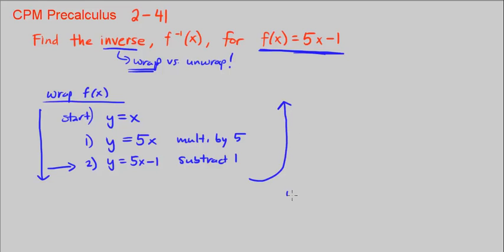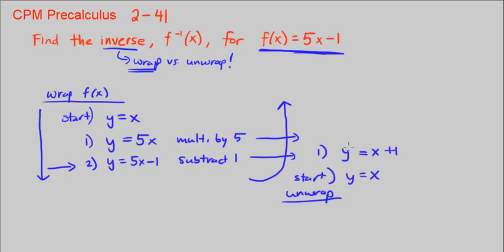So unwrapping, remember, goes in the opposite order and starts again. So unwrapping, we start here at y is equal to x, and then we do the opposite of all these things that we did to it when we wrapped it, in the opposite order. So first, what's the opposite of subtract 1? Add 1, okay? What's the opposite of multiply by 5? Divide by 5. So we do the whole thing before it, right? Divide by 5. Okay? So when we do all those things, this becomes our inverse function when we're done.